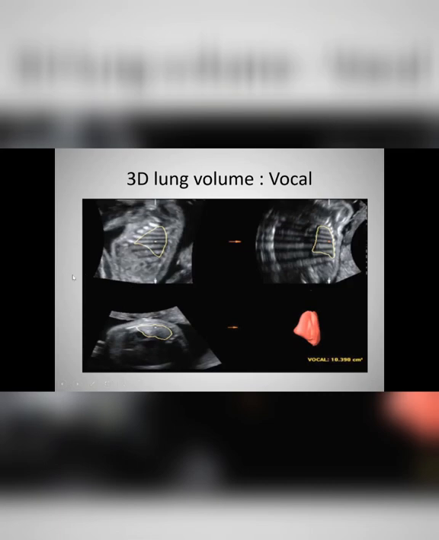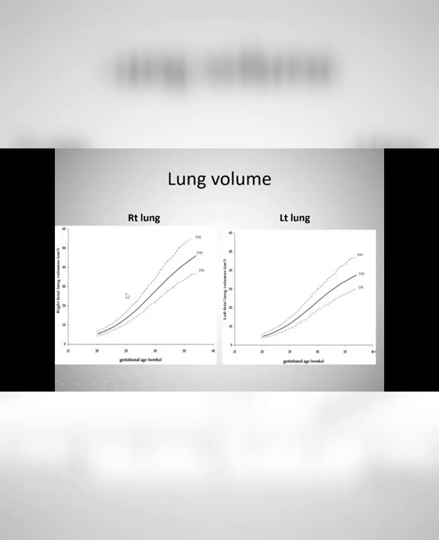Are there tables for that? Yes, yes, there are tables for the lung volume. Here is the volume of the right lung compared with the gestational age. And this is the volume in cubic centimeters. And here is the left lung. This is the right lung and this is the left lung.